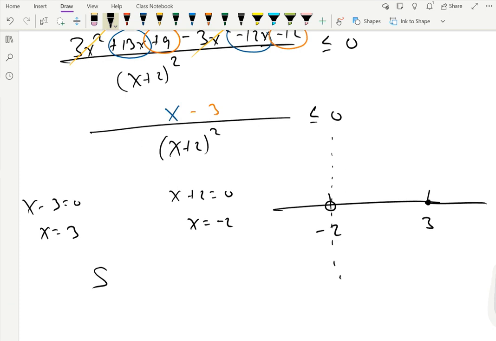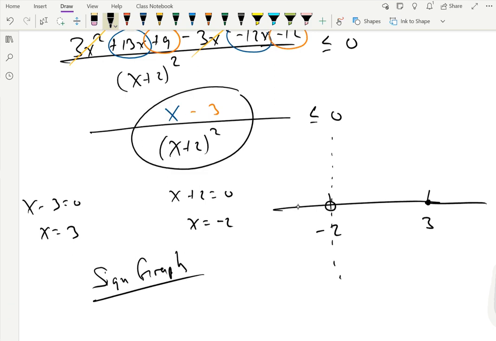Let's do a sign graph. Okay, so the sign graph. Let's take this piece here, and let's be on the left side of negative 2. Let's say negative 3. So at negative 3, what do we have? Negative 3 minus 3 is going to be a negative. And in this thing, whatever it is, we're going to square it, so it's going to end up being positive. So negative over positive ends up being negative.